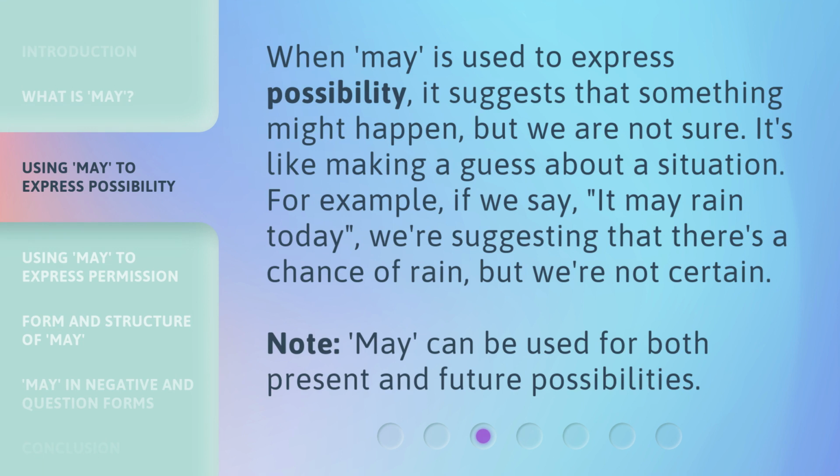When may is used to express possibility, it suggests that something might happen, but we are not sure. It's like making a guess about a situation. For example, if we say, "It may rain today," we're suggesting that there's a chance of rain, but we're not certain. Note, may can be used for both present and future possibilities.